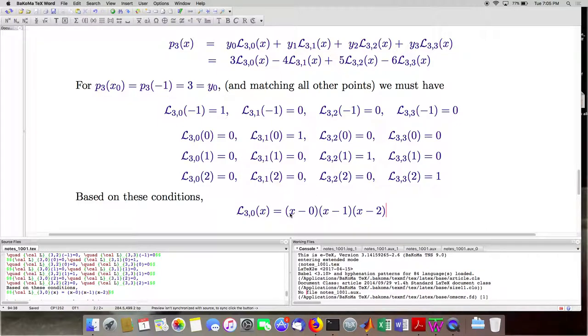Because if I plug in x equal minus 1, I'm going to get minus 1 times minus 2 times minus 3. I'm going to get minus 6. So what should I do?